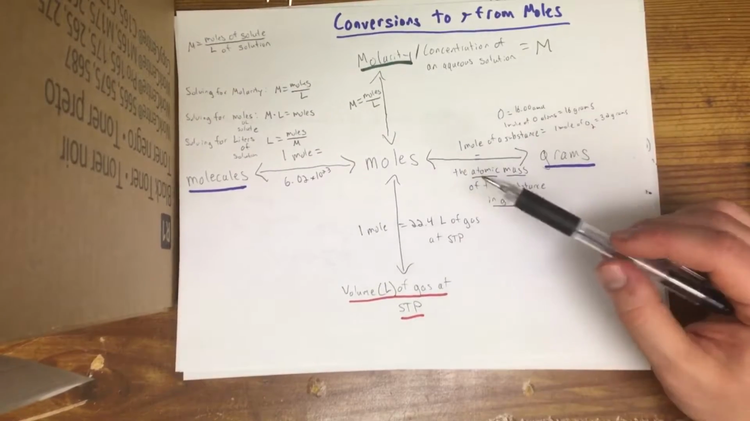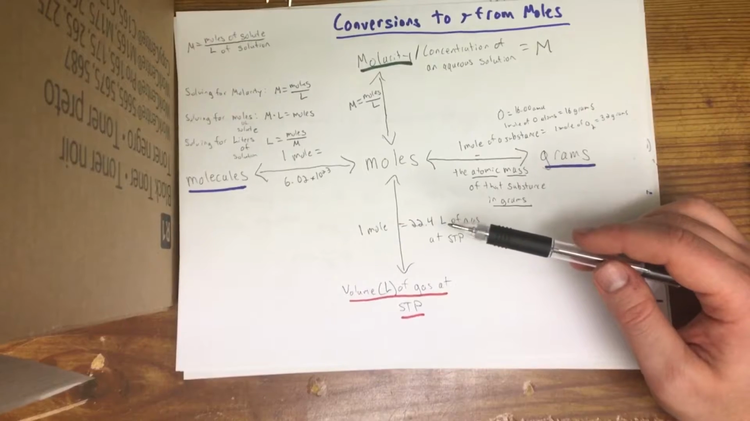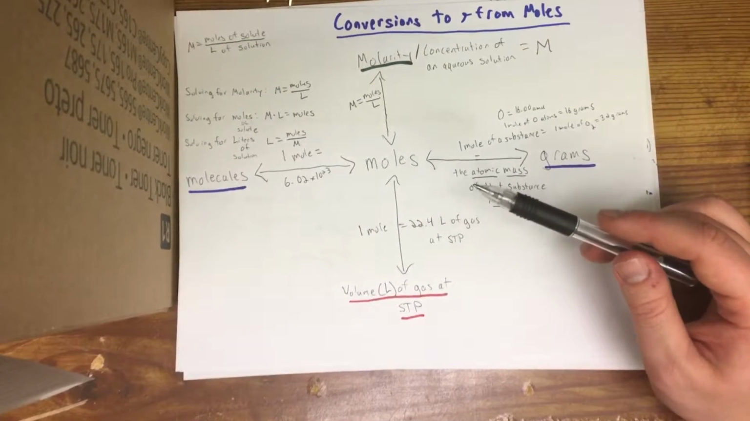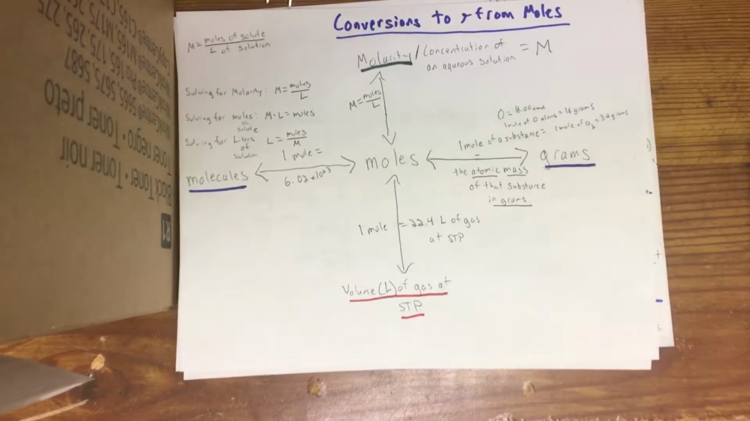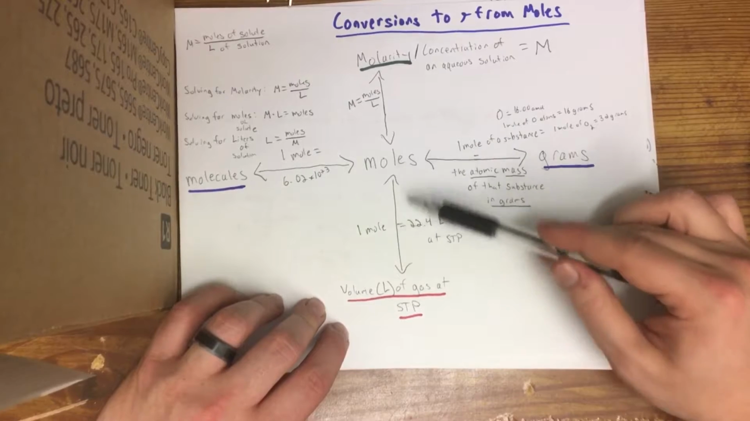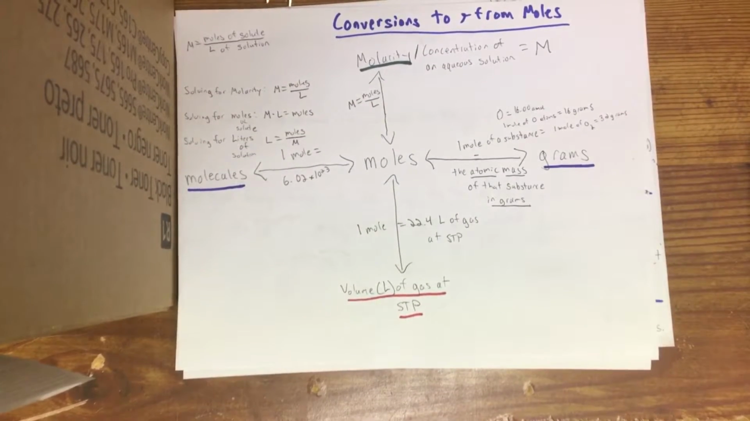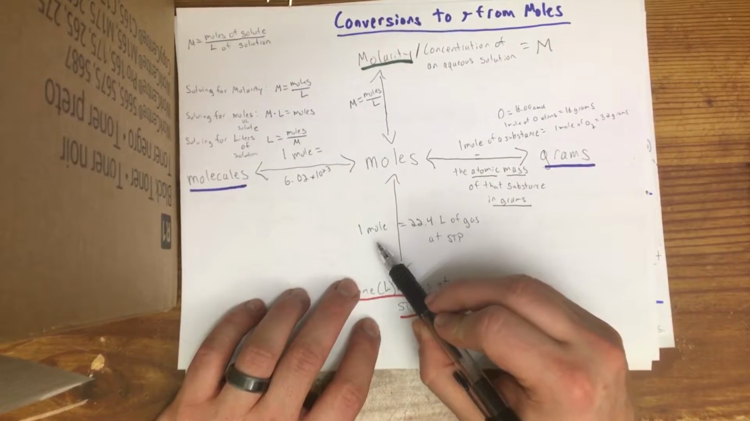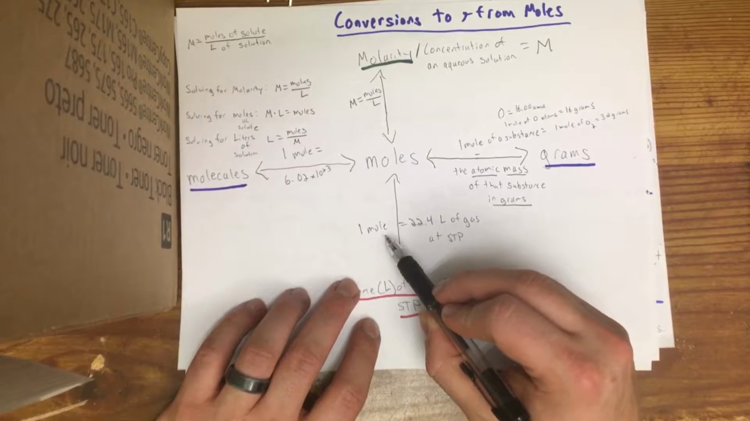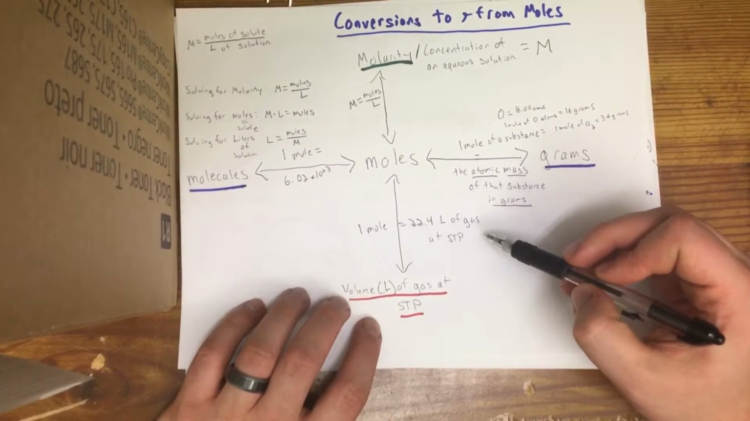And for a similar reason, we need a conversion for volumes of gas because it's just impractical to take a gas and weigh it on a balance under most normal conditions. So we have 2 new conversion factors, and I'll start with the easier one first. Our conversion factor between moles and volume of gas is that 1 mole of any gas at STP, which stands for standard temperature and pressure, is equal to 22.4 liters of gas.